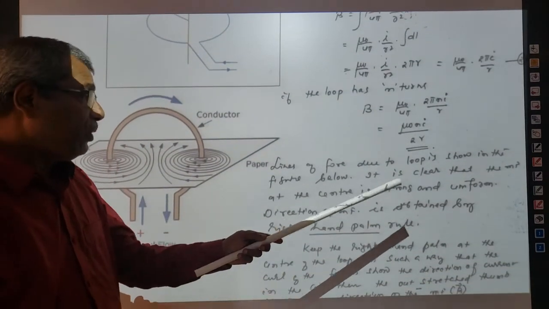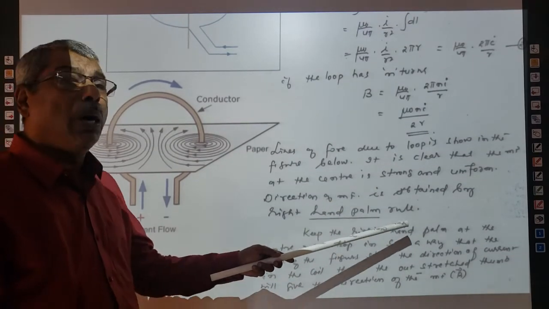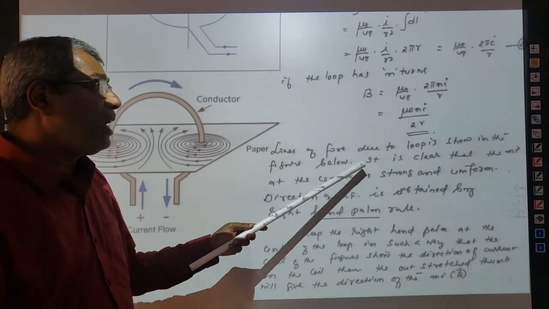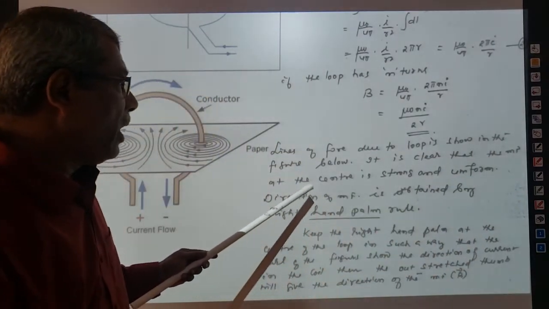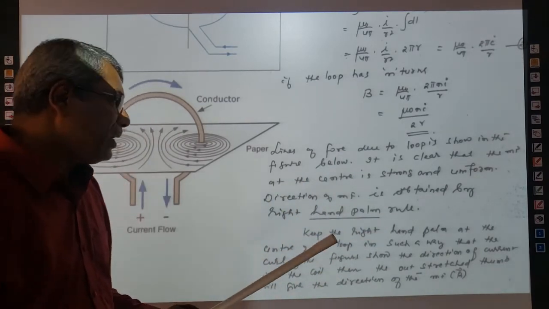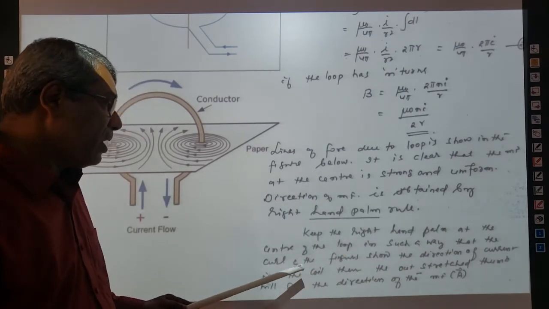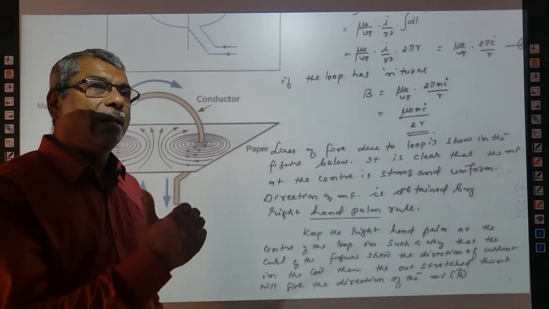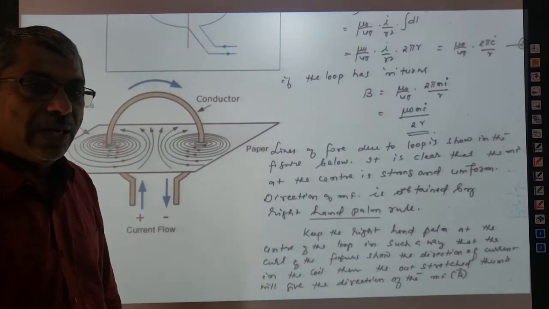The lines of force due to the loop are also shown here. It is clear that the field at the center is strong and uniform. This law is called the right hand palm rule. Keeping the right hand palm at the center of the loop in such a way that the curl of the fingers shows the direction of the current in the loop, the outstretched thumb will show you the direction of the magnetic field at that point.